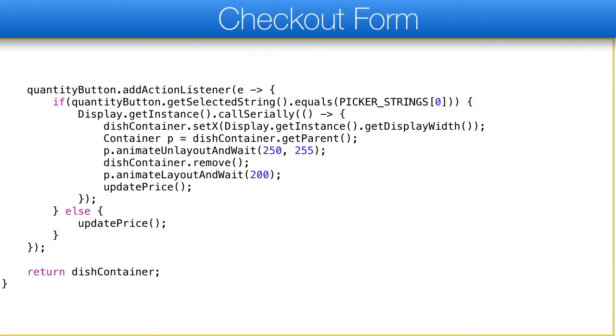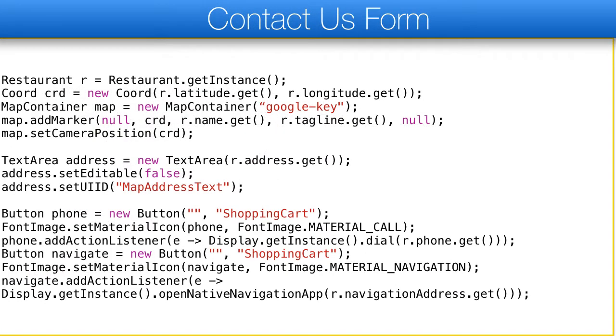However, the animation portion of the removal now needs to update the price after the animation completed. Notice we call update price only after the animation, so the repaint of the price won't interfere with the running animation. The contact us form is practically the same as before, and the only major difference is that the formerly hard-coded data is now entirely from the restaurant class.